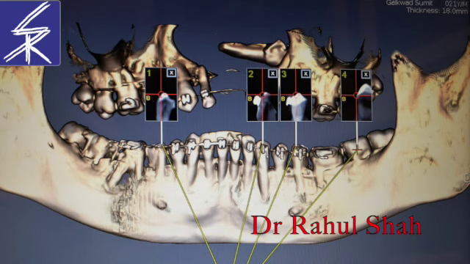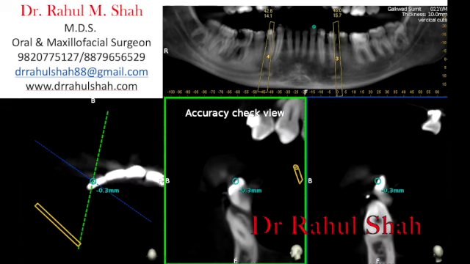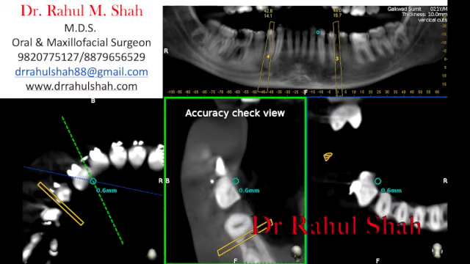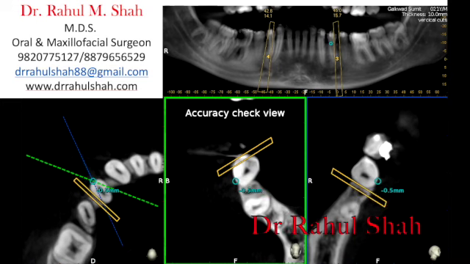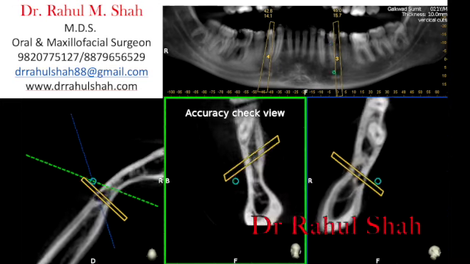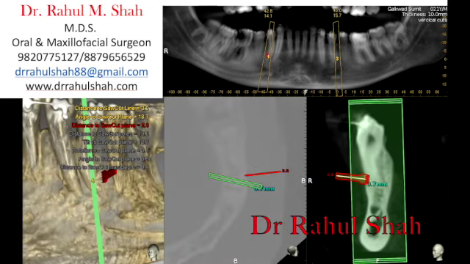Tracing was carried out using the TAP protocol, that is trace and place protocol. An accuracy check was done to see the exact accuracy of the tracing. This is a video showing while I was doing my osteotomy, the saw blade was navigated during the entire surgery.